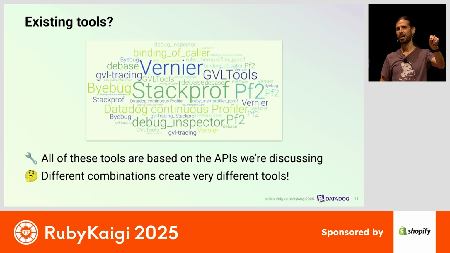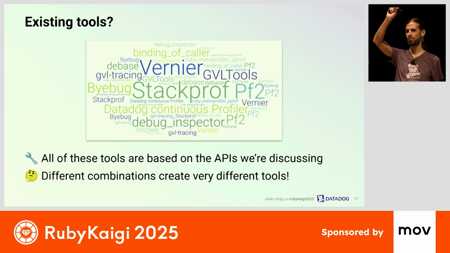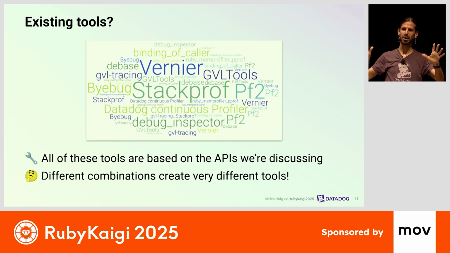So you use this API, and you get a debugger. But if you use this API and this API, you get a profiler. And it's very interesting to see that all of these tools are very close to each other, and they are all accessing very similar kinds of information. So it's very cool to see the underpinnings, what's beneath these tools. How are they doing their magic?